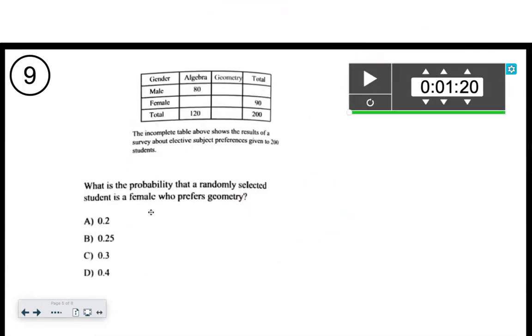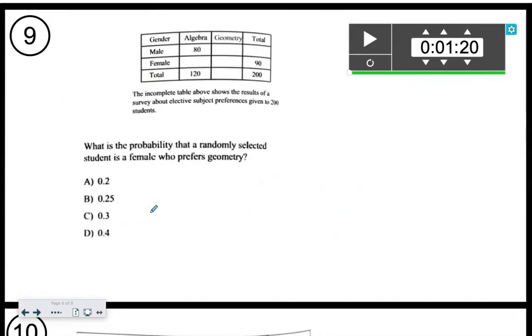Okay. Last type of problem I wanted to focus on tonight was probability, conditional probability. So, what is the probability that a randomly selected student is a female who prefers geometry? So, a randomly selected student means it's out of 200, and then they want that person to be a female who prefers geometry. So, female who prefers geometry is whatever is here. So, I just need to figure that out.